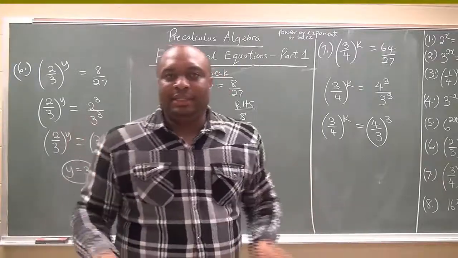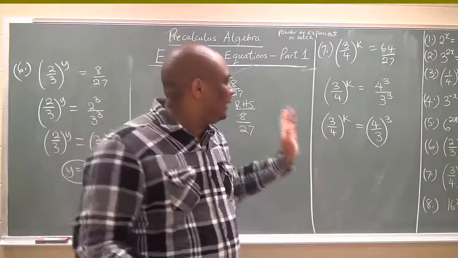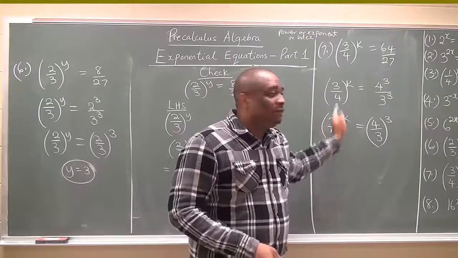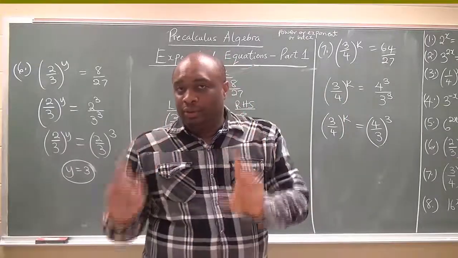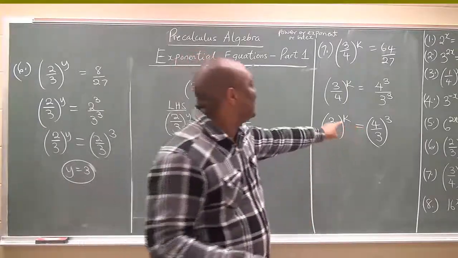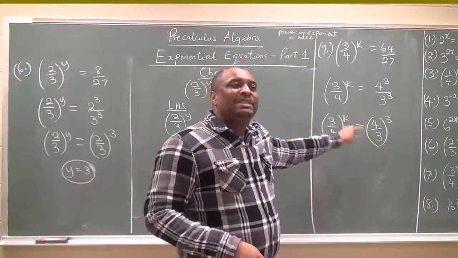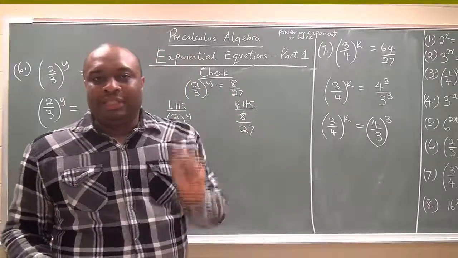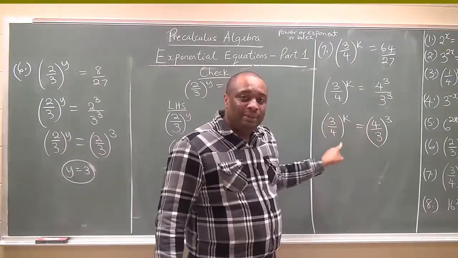So your question is this: who do you make to look like the other? Do you make the base on the right look like the base on the left, or the base on the left look like the base on the right? If you have this kind of situation, you don't want to tamper with the base that has the variable as the exponent. So you have to make the base on the right look like the base on the left.